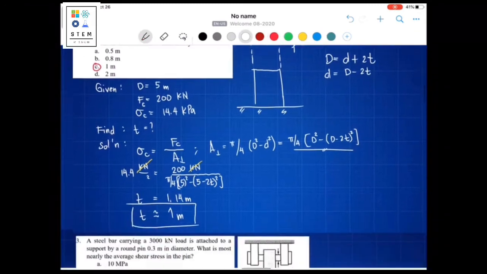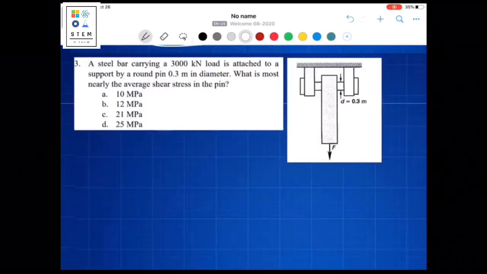Okay, so next problem. Question number 3. A steel bar carrying 3,000 kN load is attached to a support by a round pin 0.3 meters in diameter. What is most nearly the average shear stress in the pin? So, sa figure, given yung figure, okay, obviously, shearing yung mangyayari. So, kaya lang, hindi basta shear dahil dalawa yung shear area mo. Dito, tsaka dito. So, yan na ngayon yung tinatawag na double shear.